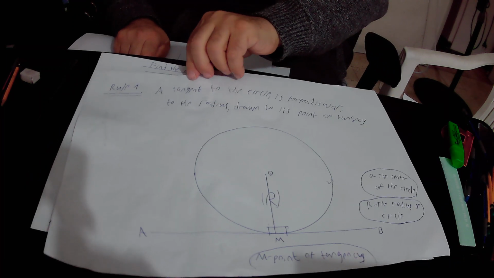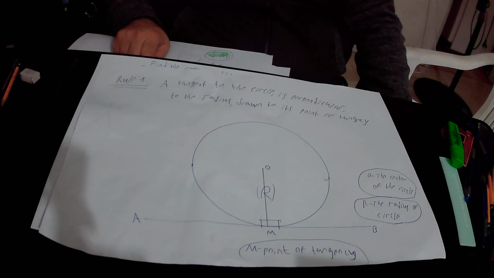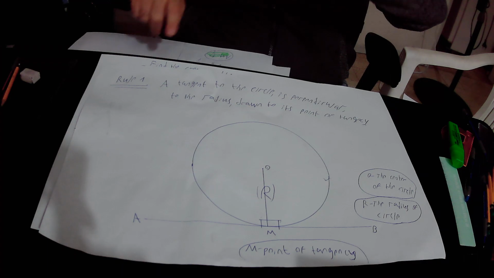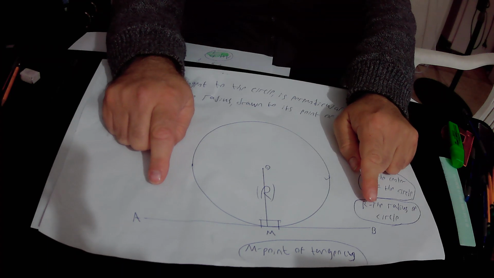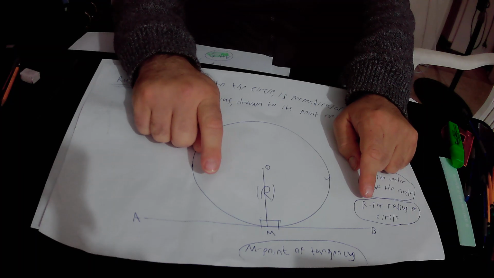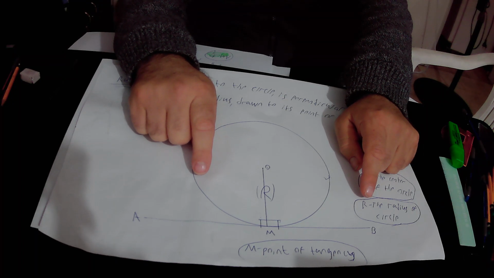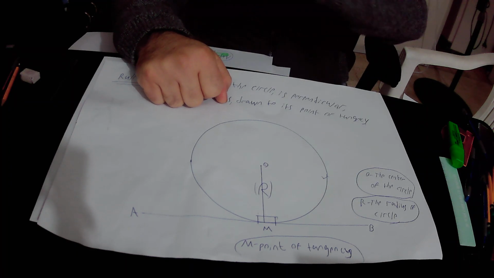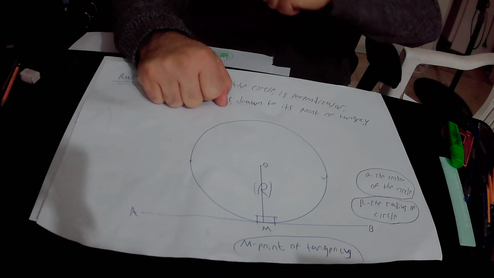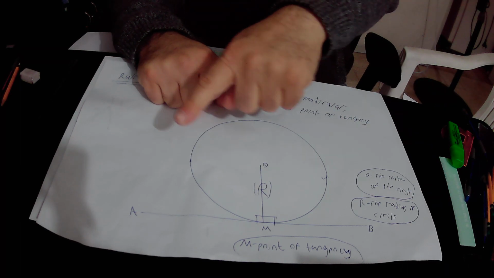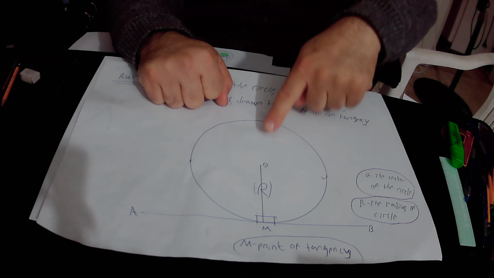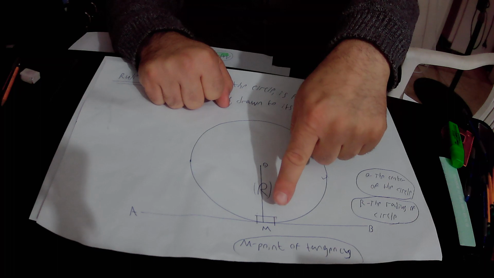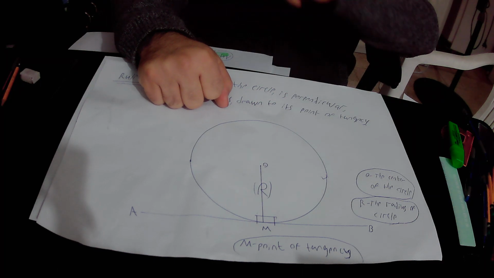a tangent to the circle is perpendicular to the radius drawn to its point of tangency. In the drawing we have a circle and we have tangent AB to this circle, that is tangent to this circle at point M. Point M is the point of tangency. And we have the radius OM that is drawn to point M. Whenever you have a radius that is drawn to the point of tangency, then tangent AB will be perpendicular to the radius MO. If AB is perpendicular to MO, it means that this angle equals 90 degrees and this angle also equals 90 degrees, according to rule 1.